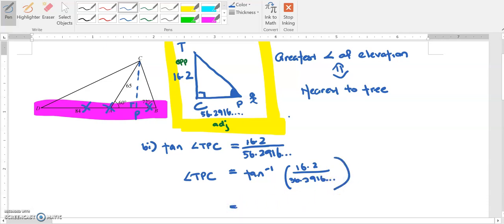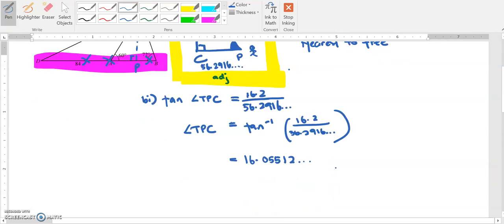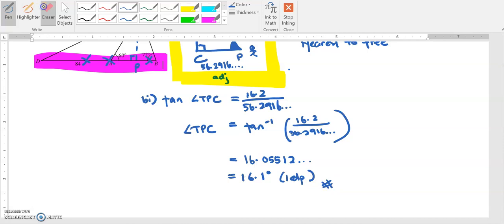to give me 16.0551. This is an angle. When we do rounding off, we round off to 1 decimal place, and that leaves me 16.1 degrees in 1 dp. Alright, answer to the context of the question.